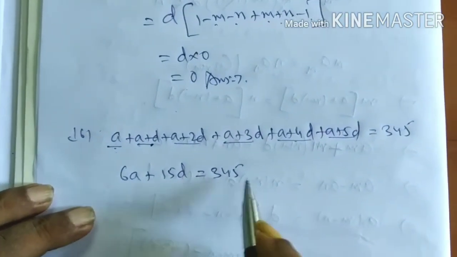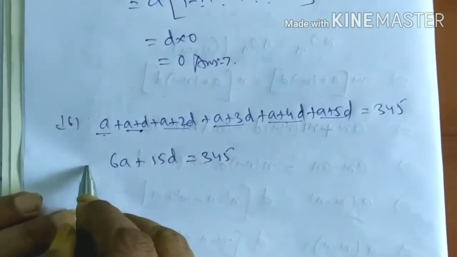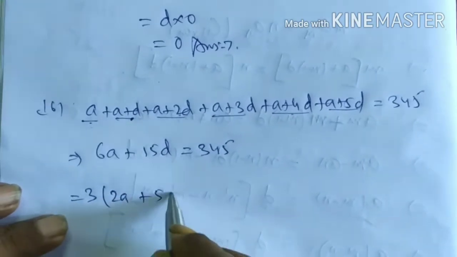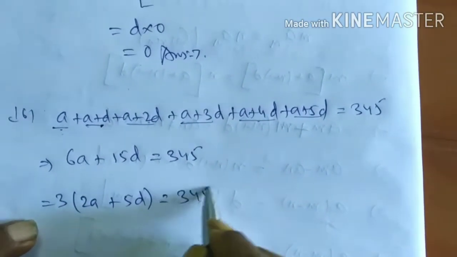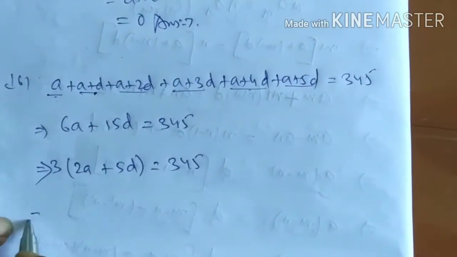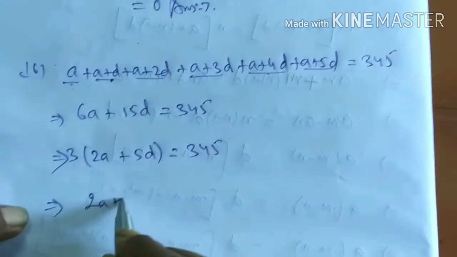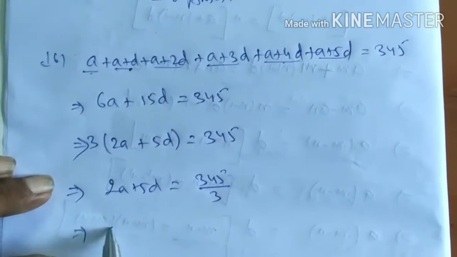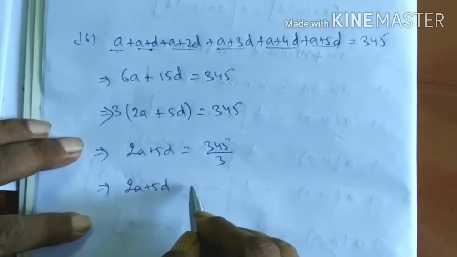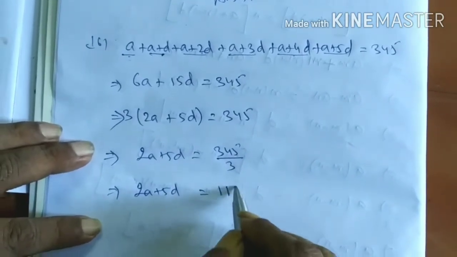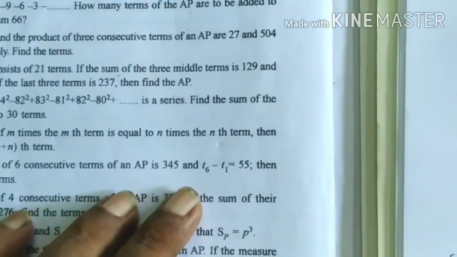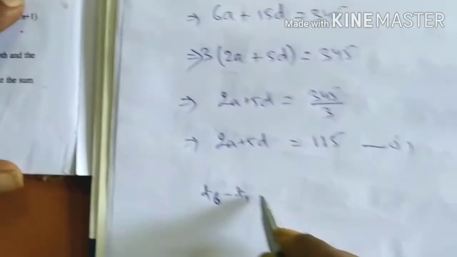I can take 3 common here. So when I take 3 common, 2a plus 5d is equal to 345 divided by 3, that is 115. 2a plus 5d is equal to 115. This is equation 1.